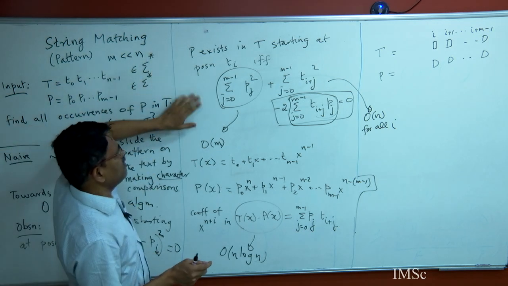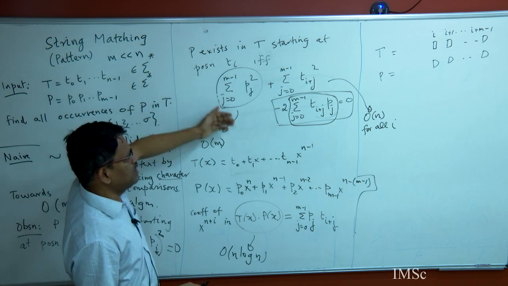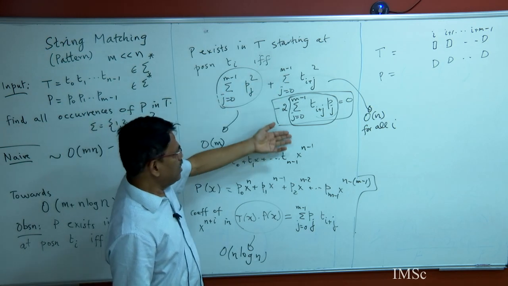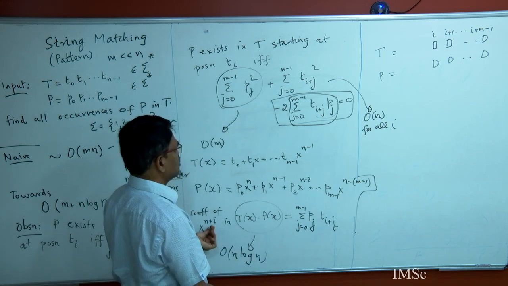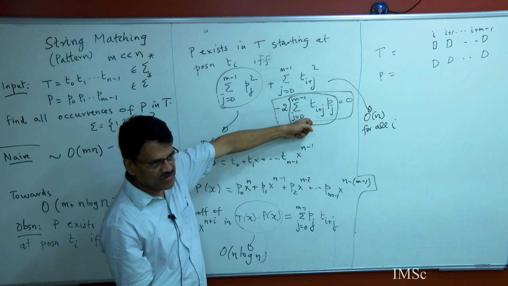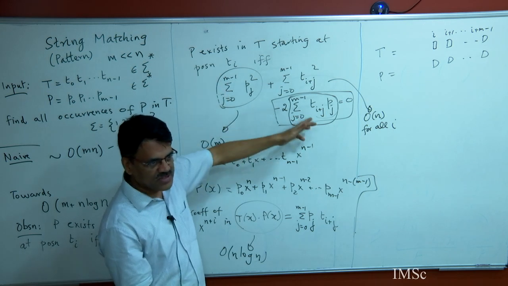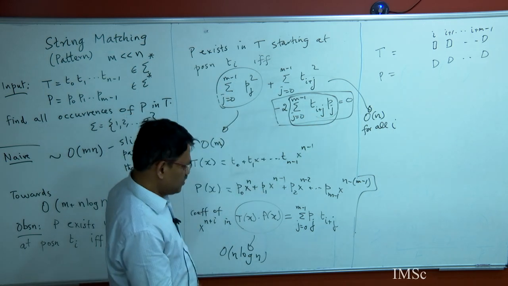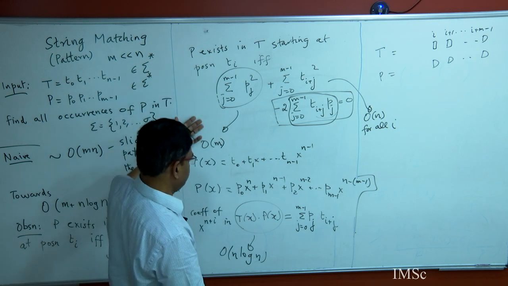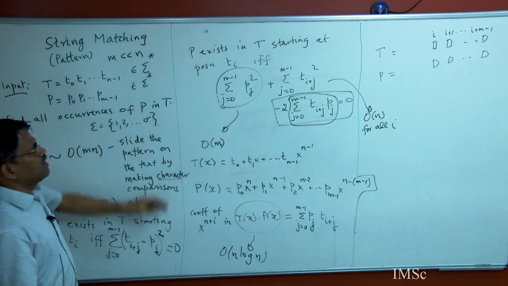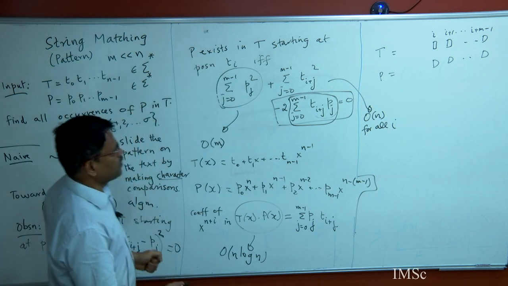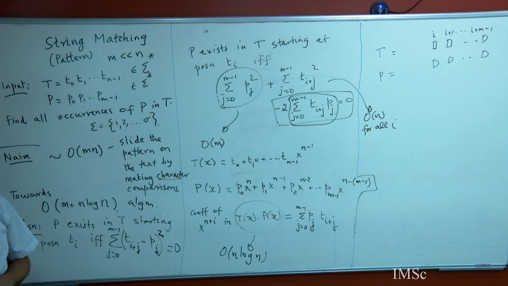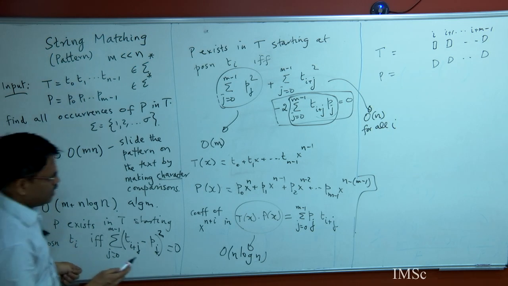Now, to verify, this term is sitting there with me, and I have this product polynomial sitting there. I go and find the coefficient of x to the power n plus i, and that gives me this. Take 2 times, subtract, check whether it is 0, do it for every i, and whichever i satisfies this, you get the pattern existing in the text. Okay. So, this is a cool application of FFT.